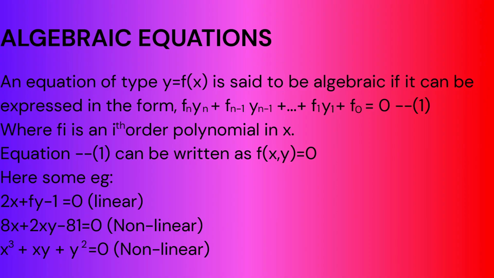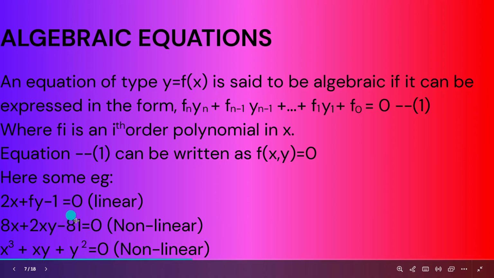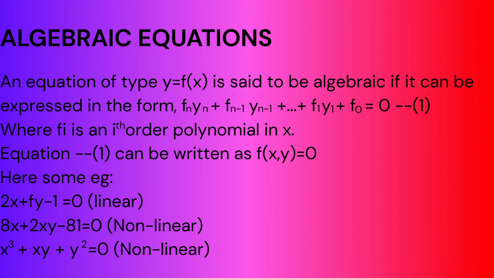Here are some examples. 2x + 5y - 1 = 0, so that's a linear one. 8x + 2xy - 81 = 0, so that's a nonlinear one. And the last one is x^3 + xy + y^2 = 0, so nonlinear. In English, x cubed plus xy plus y squared equals 0. So nonlinear.